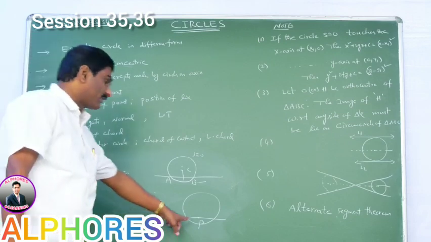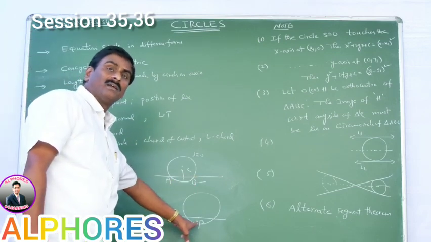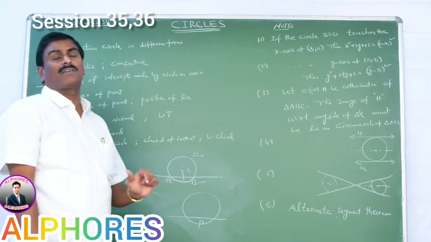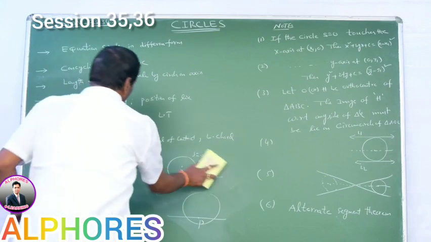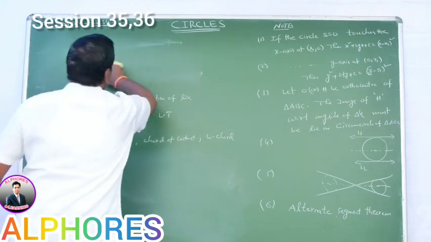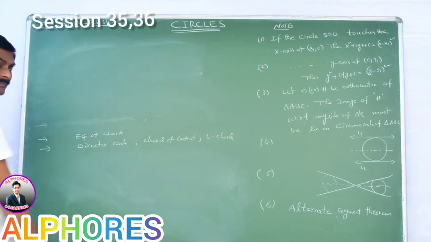If the midpoint of the chord is given, then the equation of the chord is S1 is equal to S11. Equation of the tangents in different cases, different possibilities.